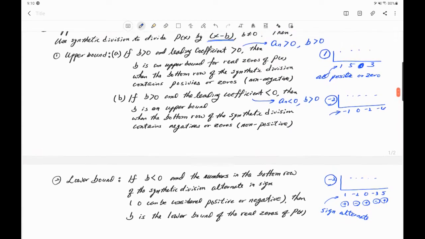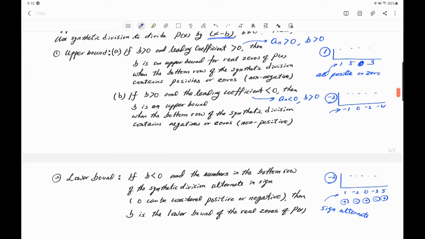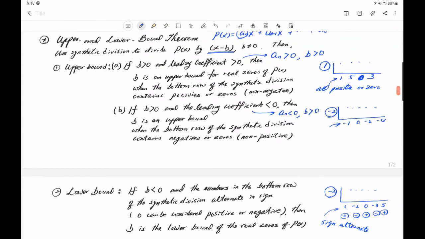All right, so for the upper bound, b is positive, then everything is positive or 0. If the leading coefficient is negative, then, wait a second. Okay, I made a mistake on this one. So when the leading coefficient is negative and b is still positive, positive.